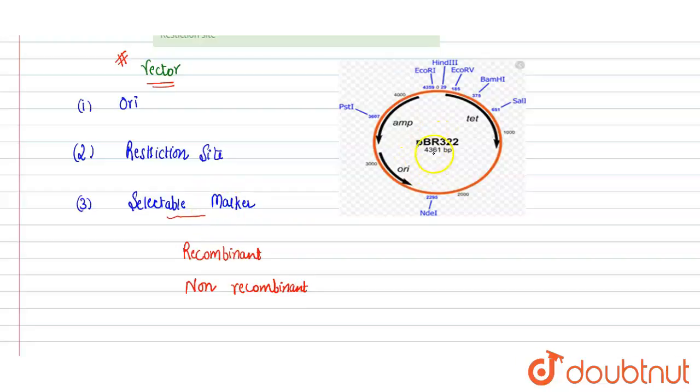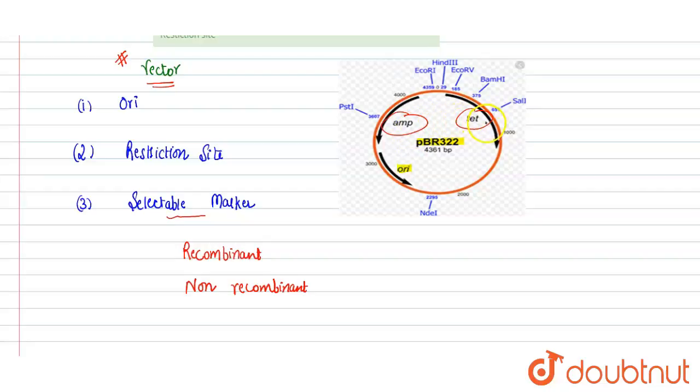Here I am showing one example. It is just an example of a pBR vector. It contains an origin of replication, it contains various restriction sites, and it contains two selectable markers, that is, antibiotic resistance to ampicillin and tetracycline. Based on that, we can detect whether the cells have been transformed, because if the tetracycline gene is disrupted, it will only grow in ampicillin, and similarly vice versa.